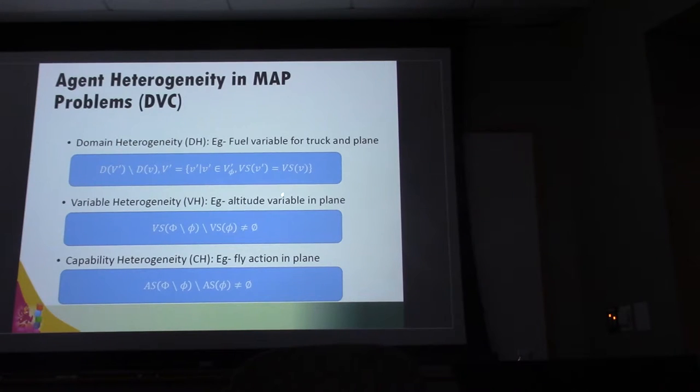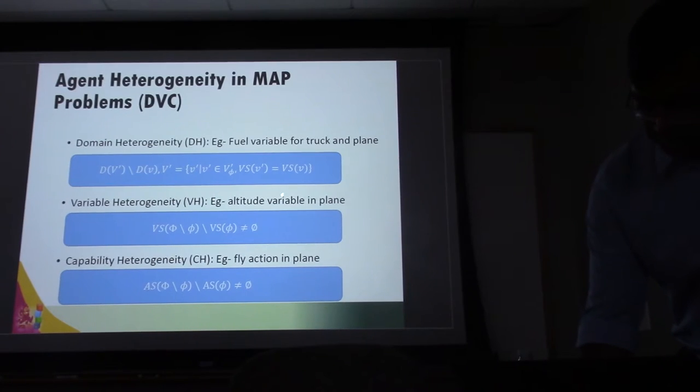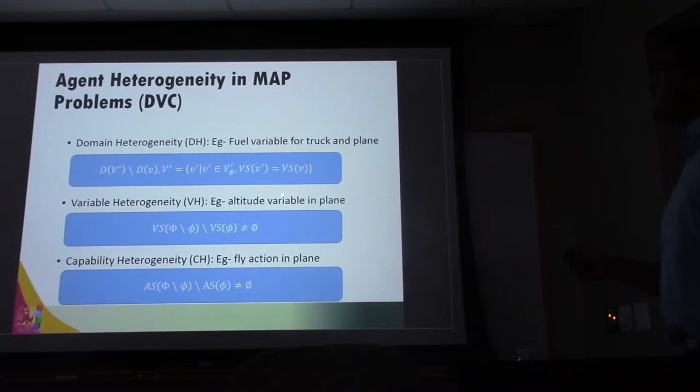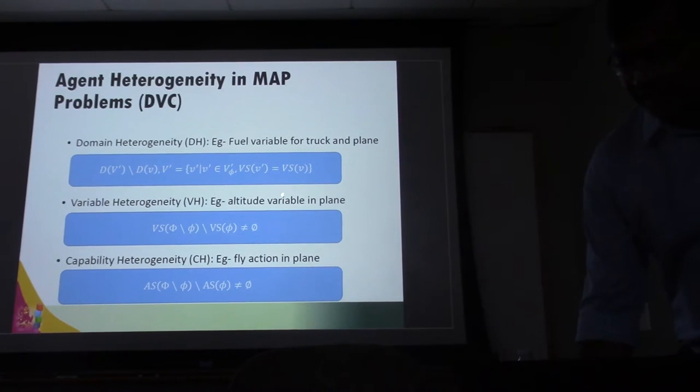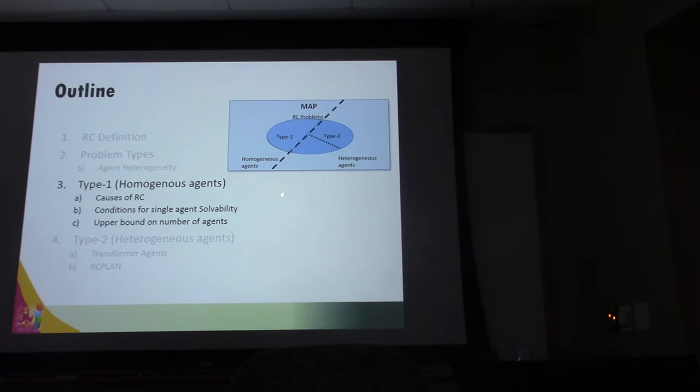Then we have variable heterogeneity, where agents have different variable signatures. For example, the plane may have a variable called altitude, which the truck would not. Finally, capability heterogeneity is where different agents have different capabilities. So the plane can fly while the truck can only drive on the ground. We will call these heterogeneous problems DVC, an acronym which represents domain, variable and capability heterogeneity. So whenever we say a DVC problem, we refer to heterogeneous problems with agent heterogeneity. Now, moving on to our type 1.